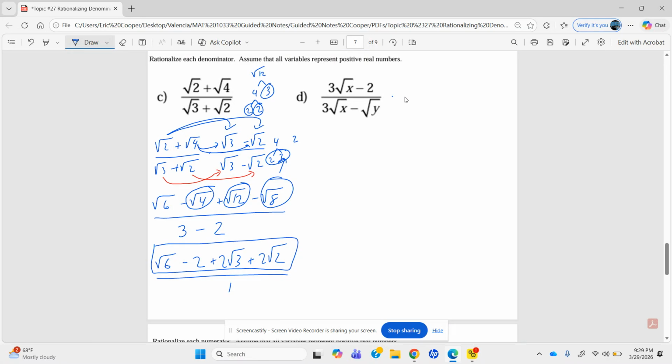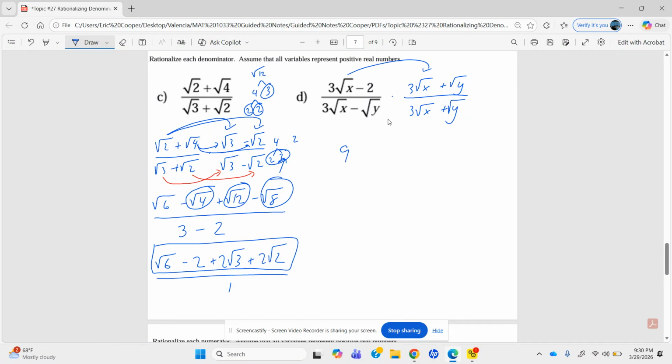One last time. Again, we're rationalizing the denominator. So all we care about is the denominator we're getting rid of. So we'll do 3 square root of x plus square root of y on the top, and the same on the bottom. 3 square root of x times 3 square root of x. They're exactly the same. So 3 times 3 gives me 9. Those have to multiply because they're outside the radical.